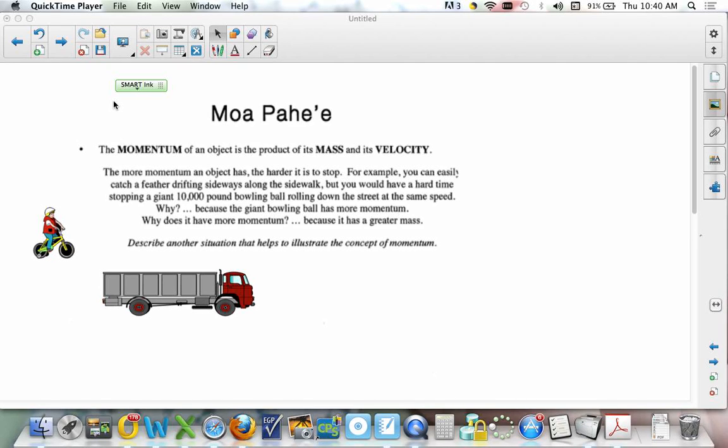Hi, this is Mr. Courteau, and I'm going to do another screencast of how you solve some of the problems on page 4 using the Moapahe'e. Okay, let's start by reading the first sentence. It says, the momentum of an object is a product of its mass and its velocity. Okay, so let's look at that.